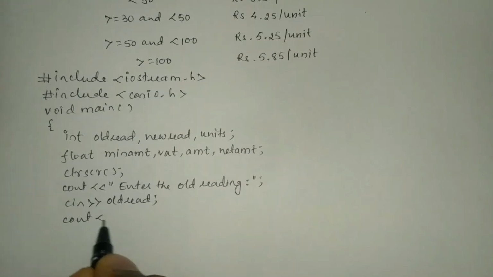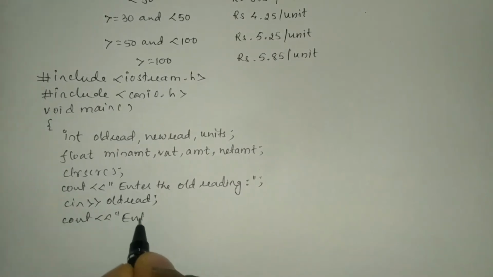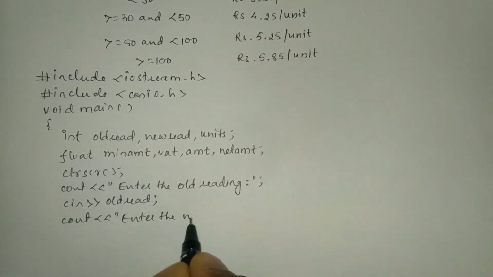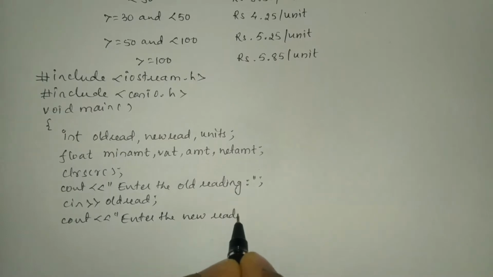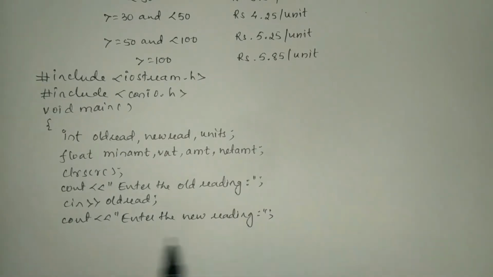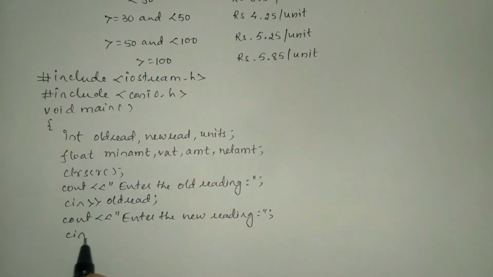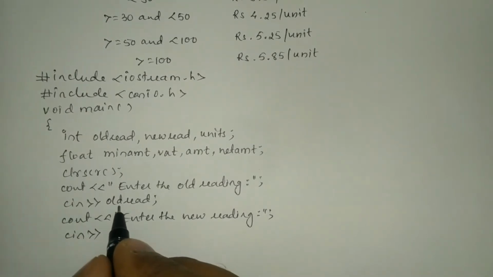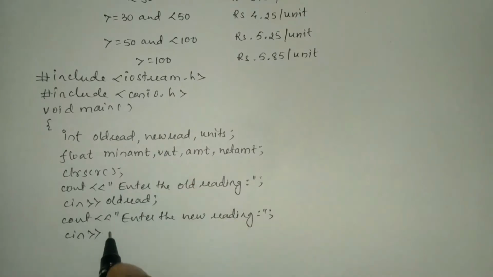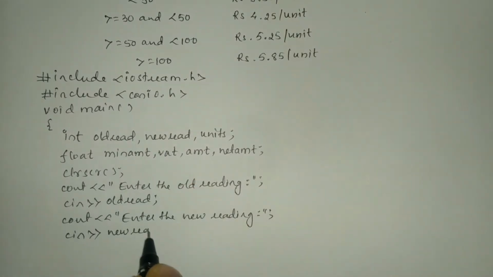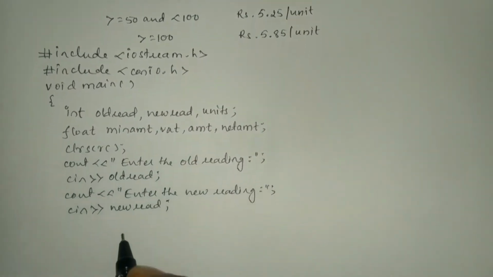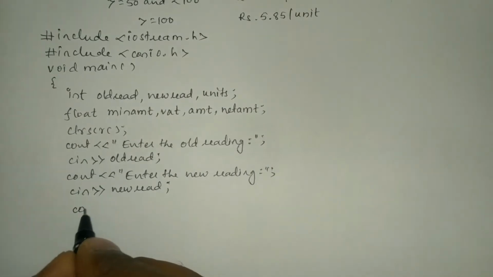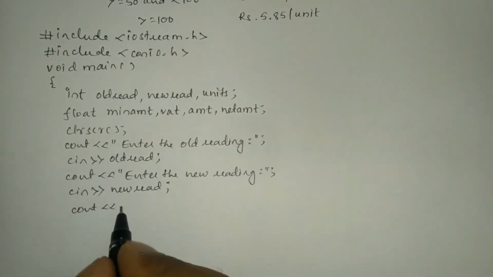Now we will ask the user to enter the new reading, enter the new reading, end the double quotation mark and put semicolon, and we are going to receive the response from the user through keyboard using cin stream extraction operator. And here we have got one variable called new read, so I'm going to take new read and put semicolon. After this we are going to ask the user to enter the minimum amount.